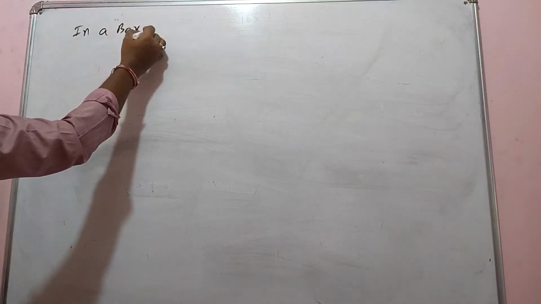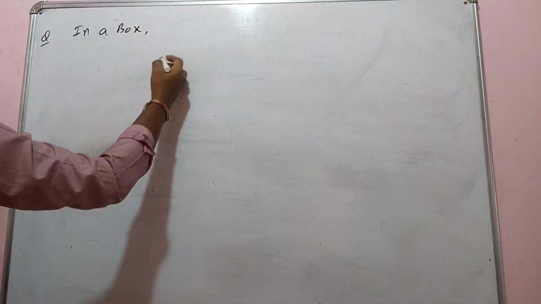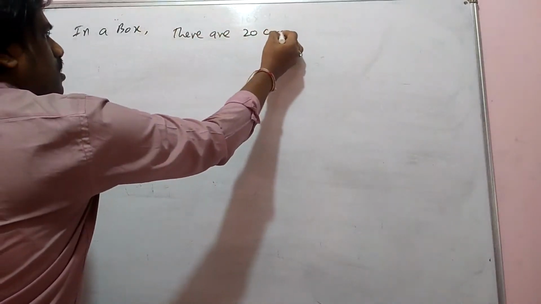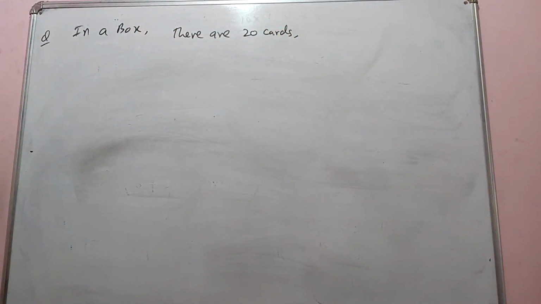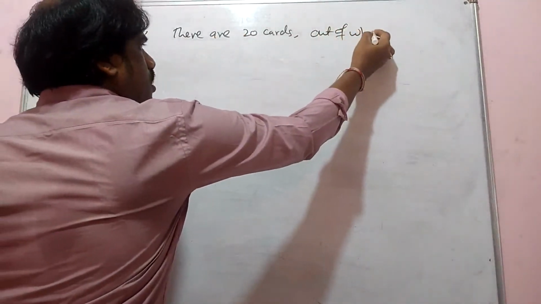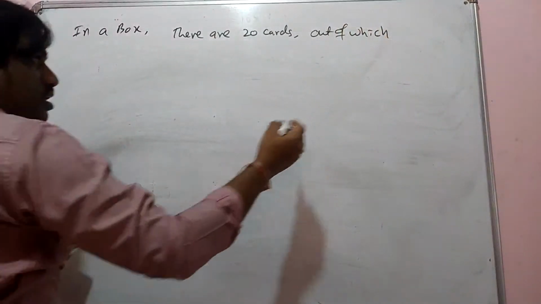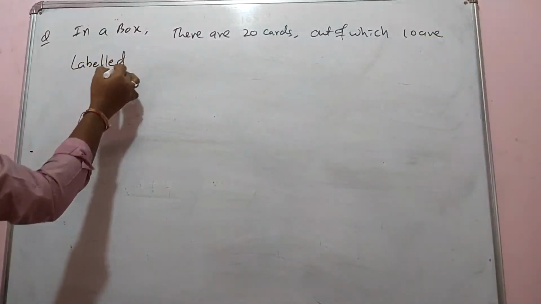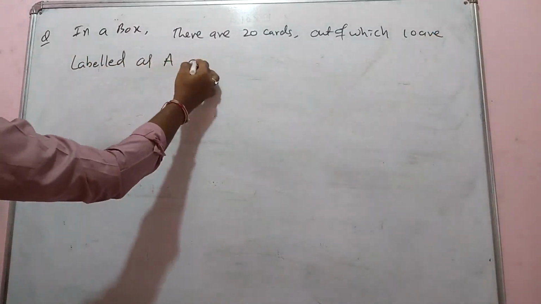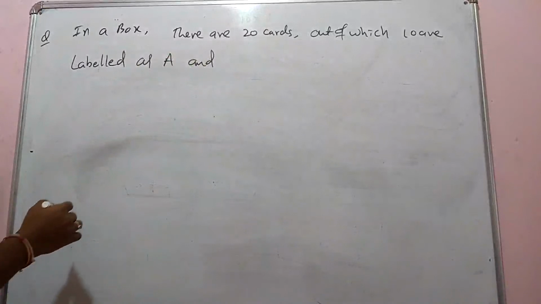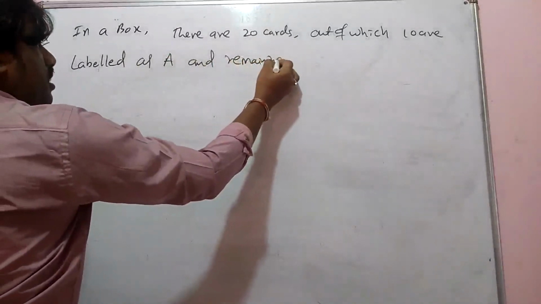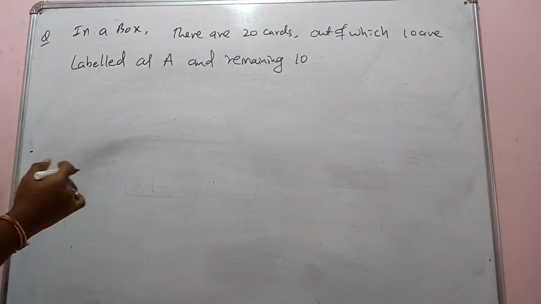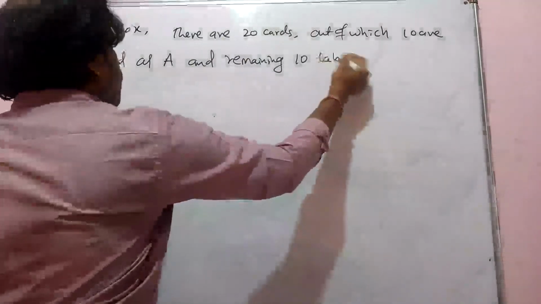In a box there are 20 cards, out of which 10 are labeled as A and the remaining 10 are labeled as B.